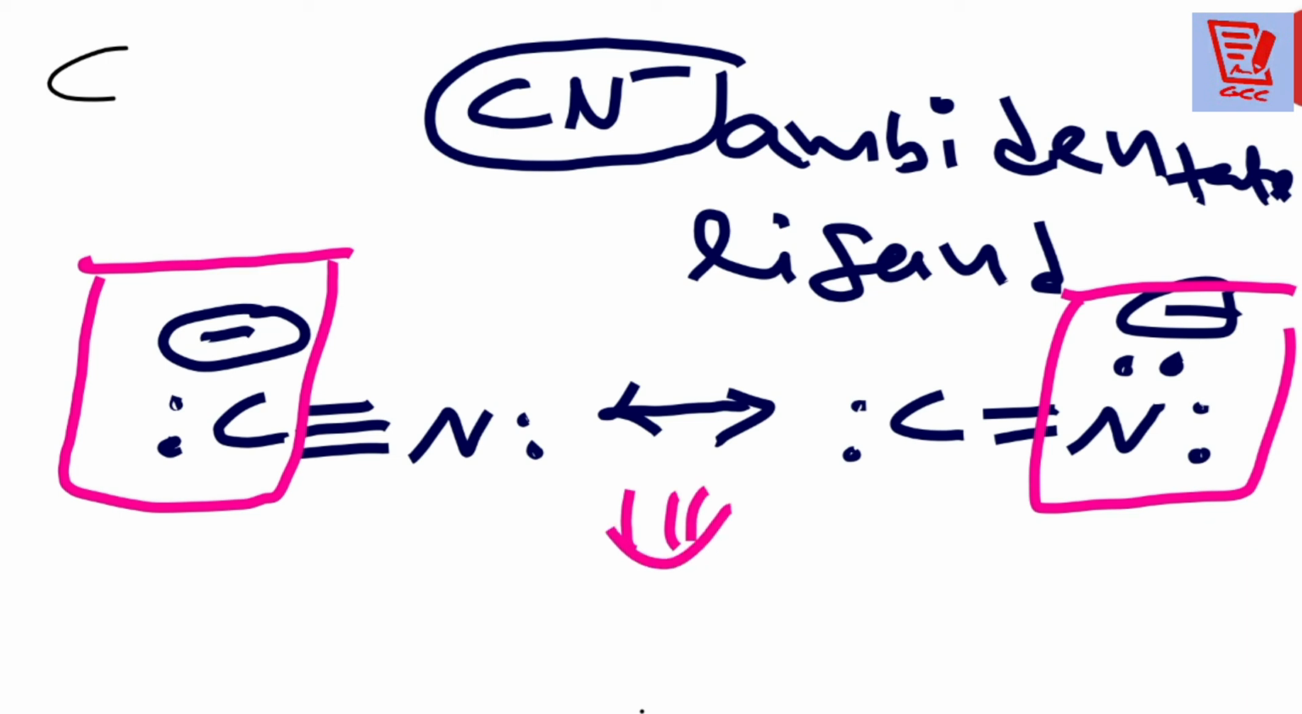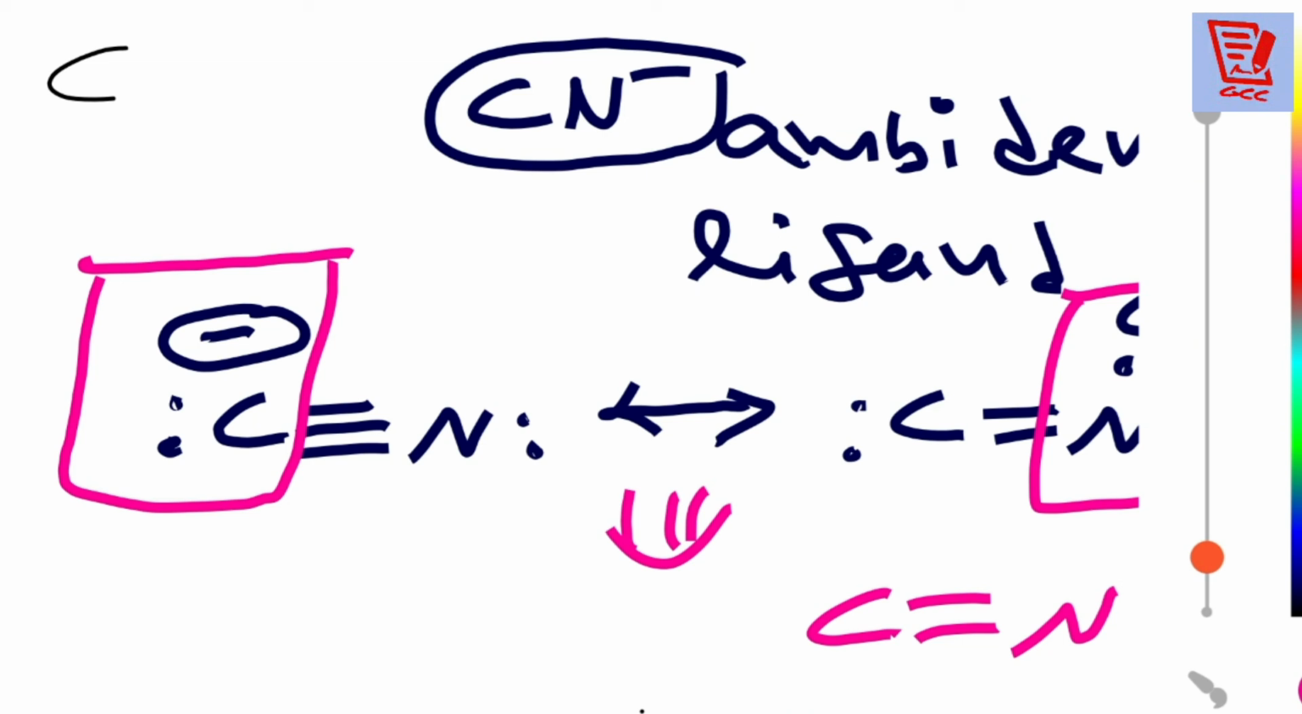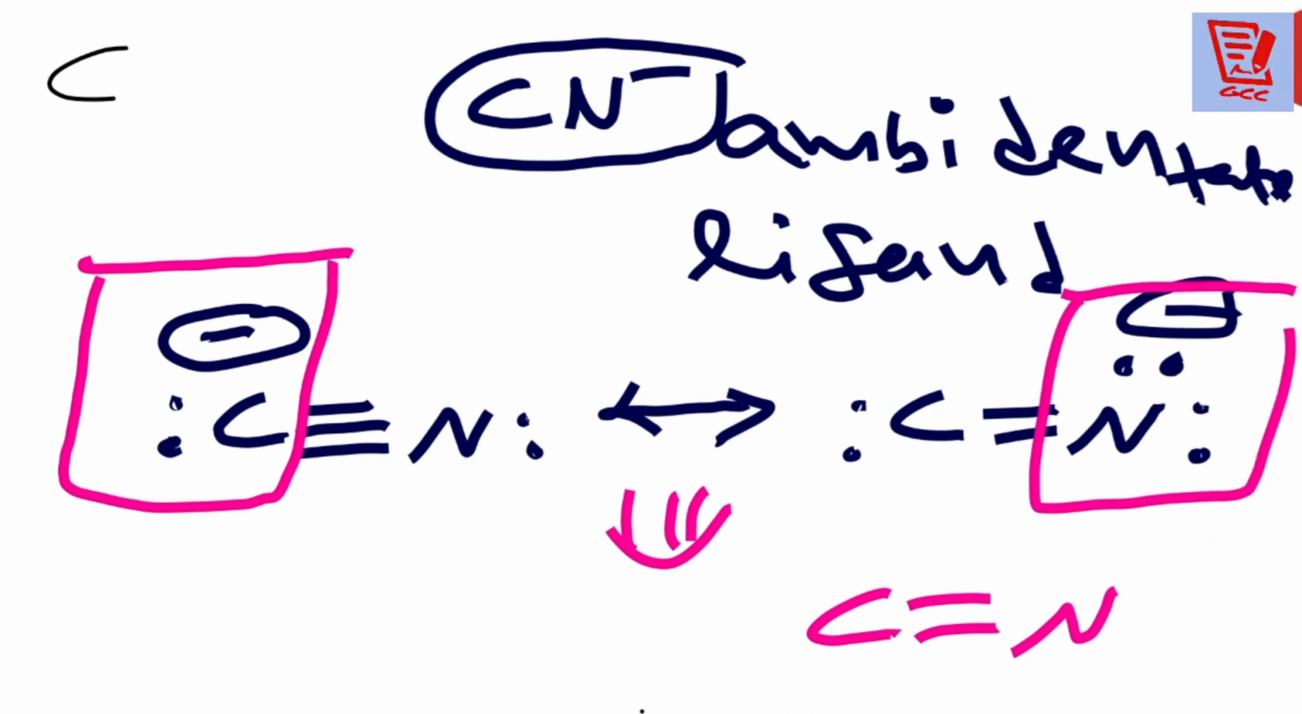Overall we can write it like this: C double bond N. The triple bond can be anywhere, and the negative charge can come on the carbon also, or on the nitrogen also. Means both atoms are acting as donating sites. Clear?